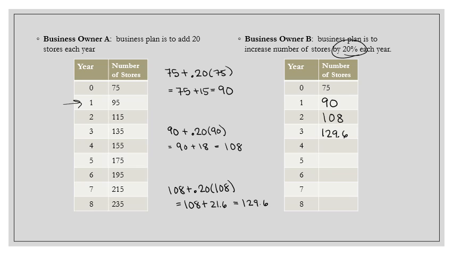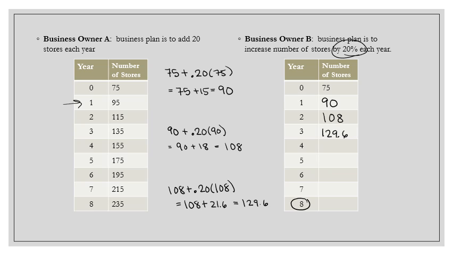Okay, we could keep going this way, but it kind of gets tedious. Like if I want to know how many stores she's going to have on the 8th year, I would have to calculate all these ones in between. Okay, so there's actually a faster way of doing it if we just want to jump ahead to year 8, or especially if it was way down the line at year 20 or 50 or however long we think her company's going to be in business.